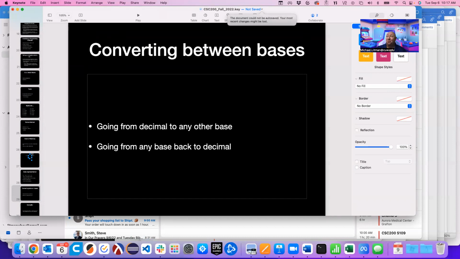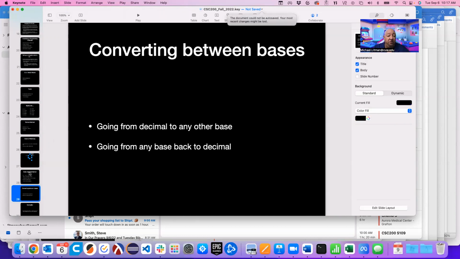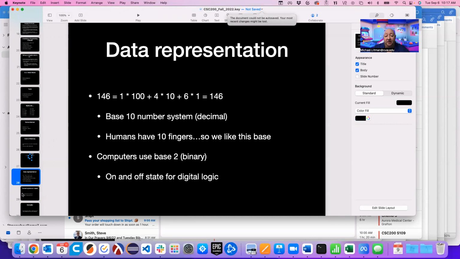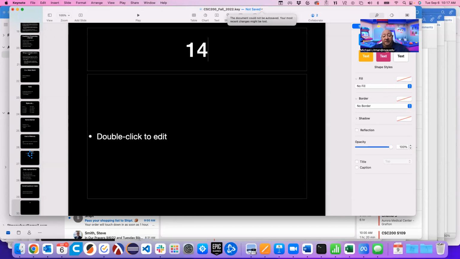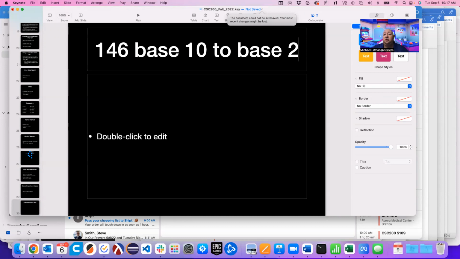Very boring, but it also works. So similarly, we'll have a different but consistent pattern for going from decimal back to any other base. So for example, I've used the number 146 here, right? So if we want to say 146 base 10 to base 2, I want to convert this into the binary number system.